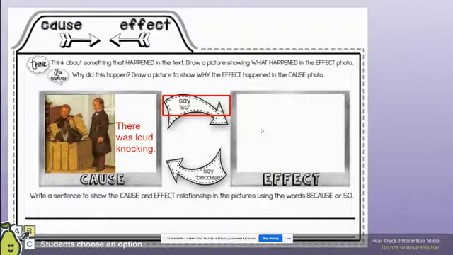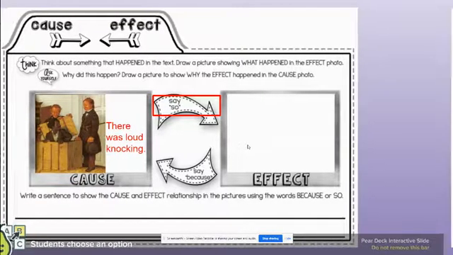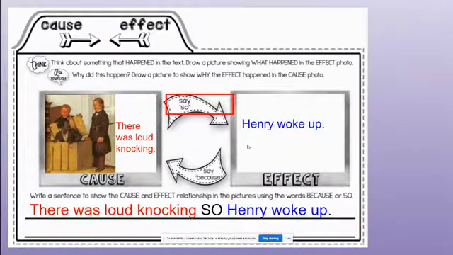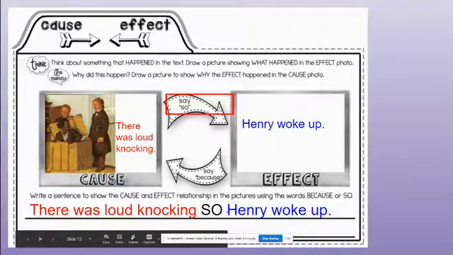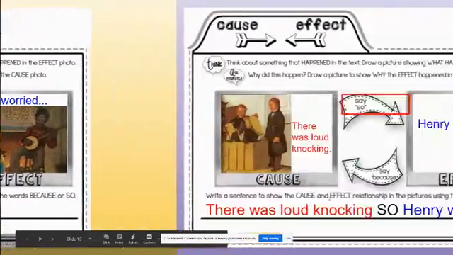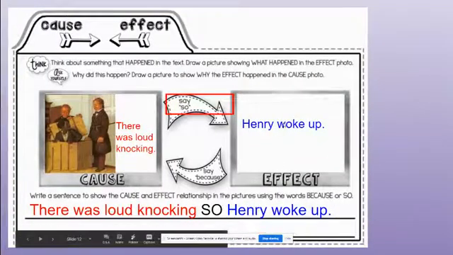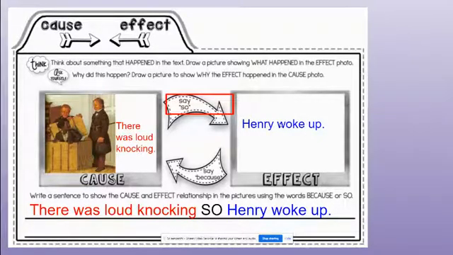All right, let's try another one. This time we're going to think of the cause. There was loud knocking. So what happened? Henry woke up. And you can see down here, there was loud knocking. So Henry woke up. Let's try it the other way. Well, I guess they're not going to show us that one, but let's talk about it. What is the other way we could say it? We started here. We said there was loud knocking, so Henry woke up. But what if I wanted to start with the effect? What happened? Henry woke up. Why? Because there was loud knocking.